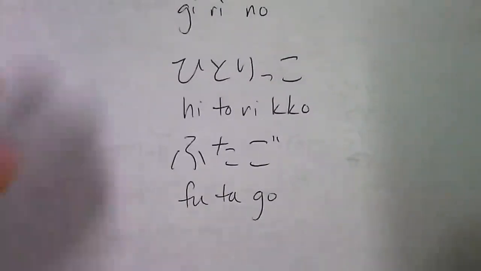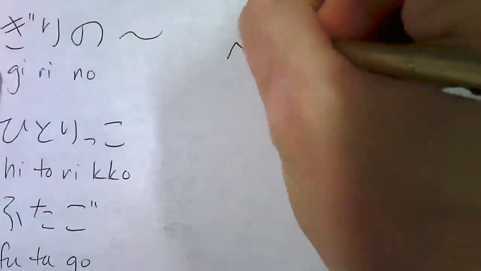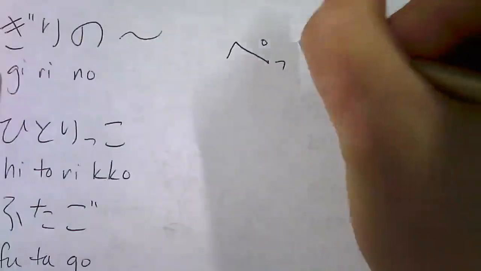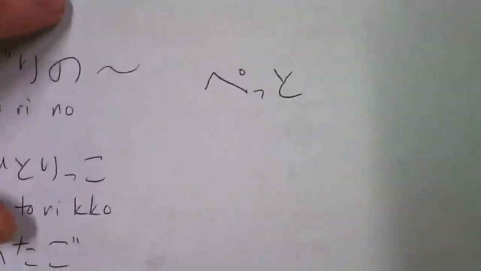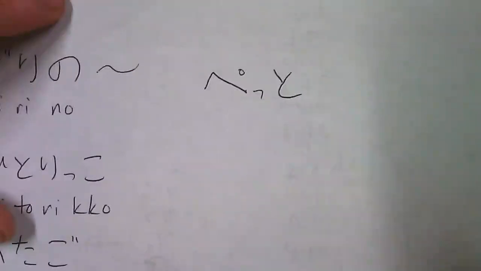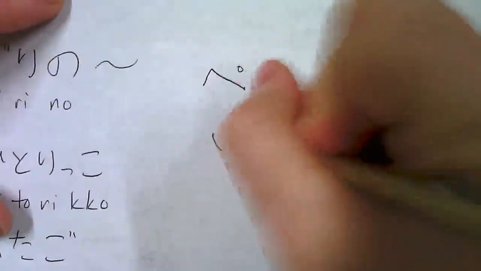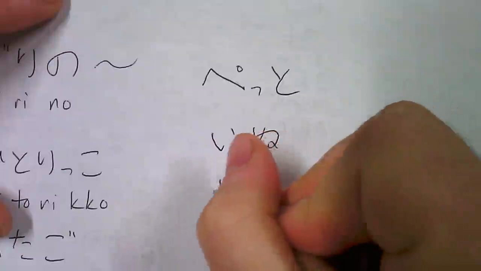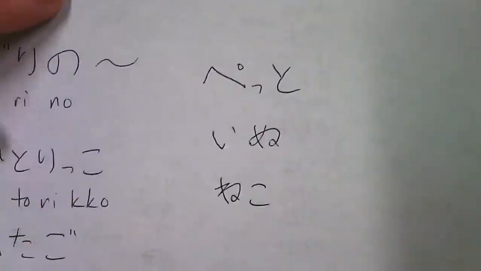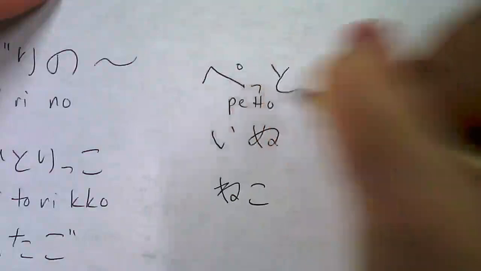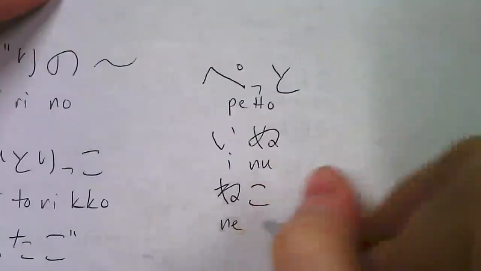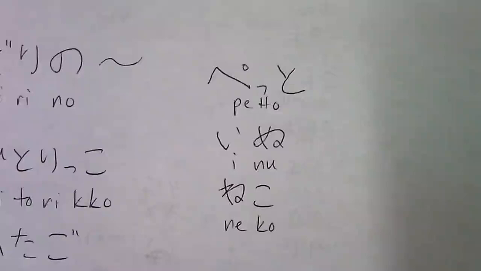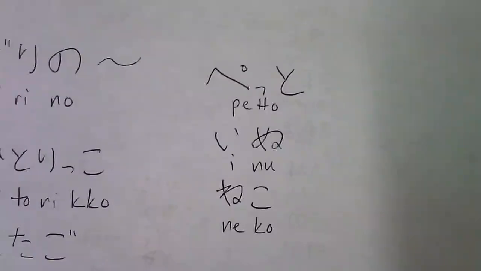And I'm trying to think, oh, maybe you want to talk a little bit about pets. Petto. Petto is easy, and the most common pets are probably dog and cat. Inu is dog, and neko is cat. If you have a different kind of pet, you could stick with petto, or feel free to look up that word for that particular animal.